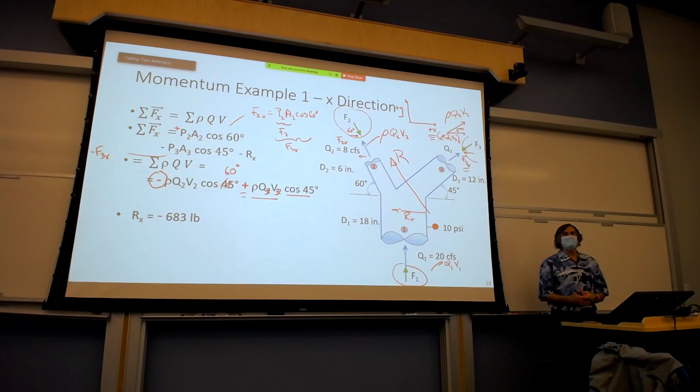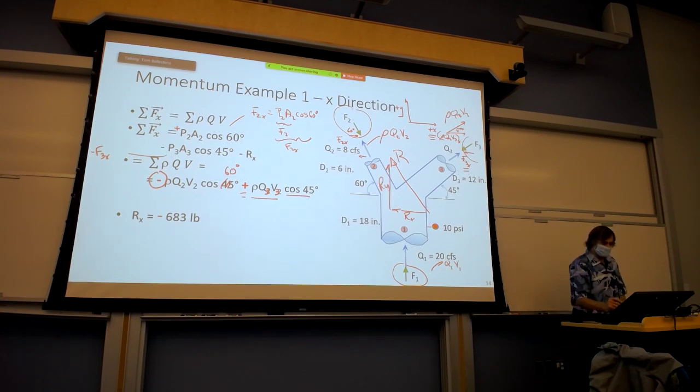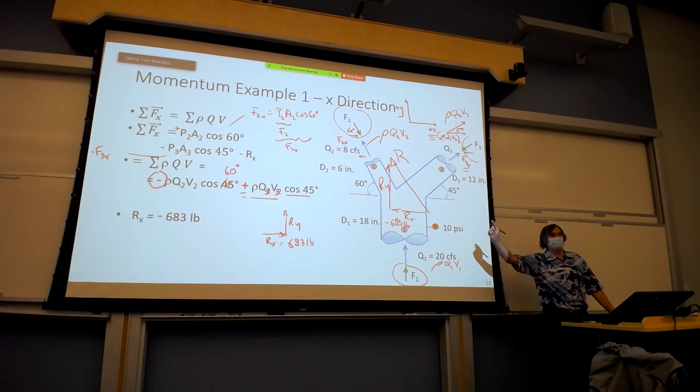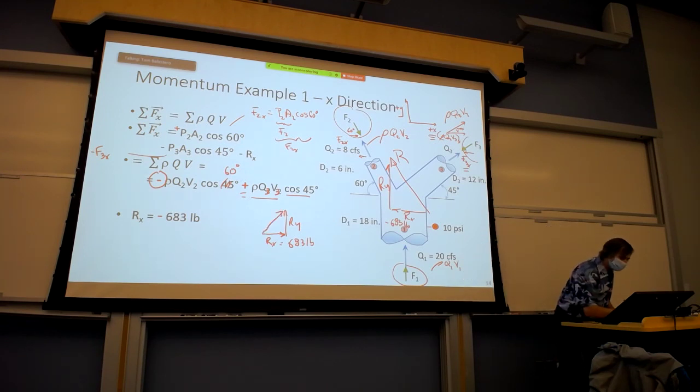What does that mean? It means you guessed the wrong direction. So if this Ry was correct, basically you would have that Ry, and now you would have an Rx, not to the left, but to the right, of 683 pounds. This is minus 683 pounds. So when we assumed it going to the left, it's a value of minus 683 pounds. If we more appropriately identify it as saying, well, that means it's 683 pounds to the right, then our resultant vector would look like this.